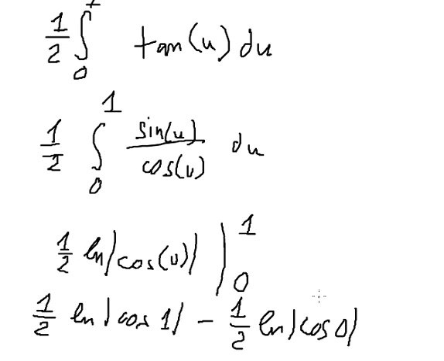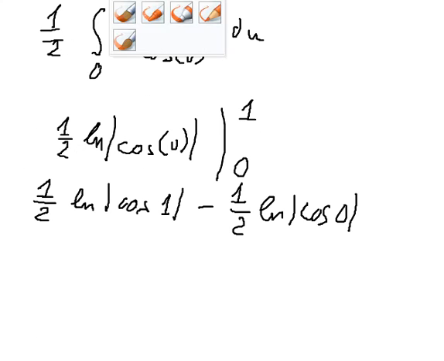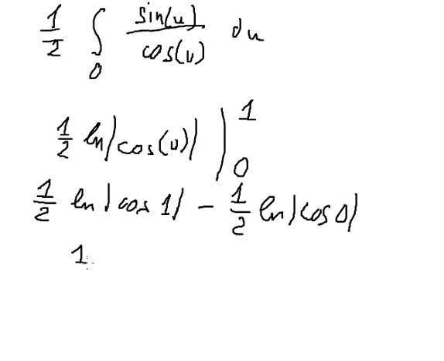Cosine of number 0, that's about 1. Ln of number 1, you got about 0. So if we simplify, we just put about 1 over 2 ln of cosine of number 1. And this is the final answer.